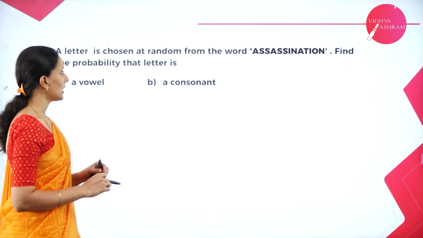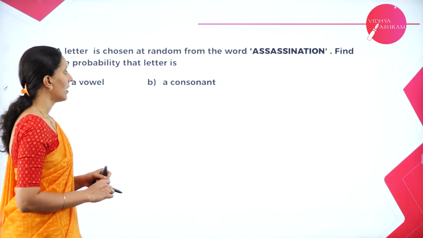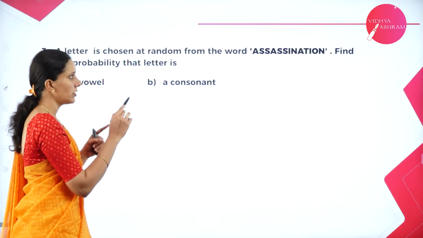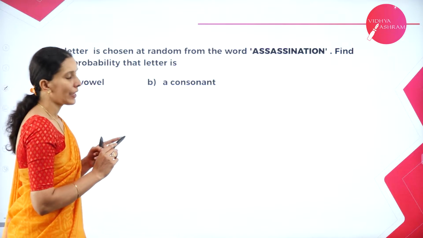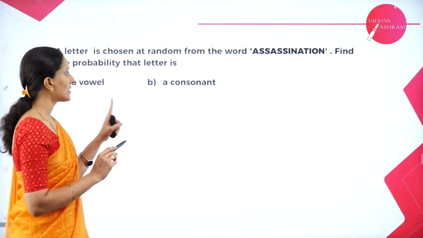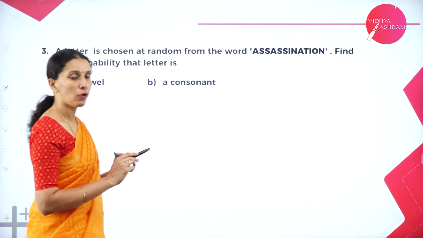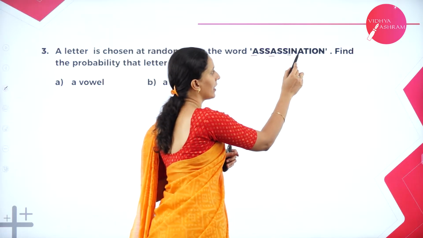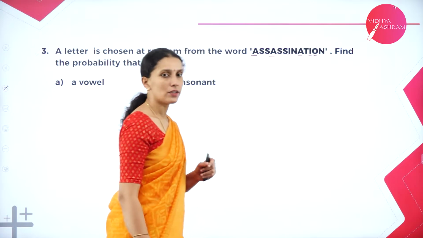Next question. A letter is chosen at random from the word assassination. Find the probability that the letter is a vowel, a consonant. So we have a word assassination. Out of that, we can separate the vowels and consonants. Let's see how many vowels we have. So we have A, I, O. So these are the vowels.